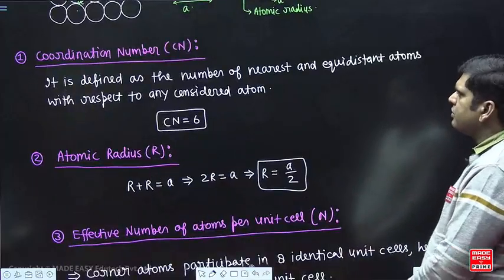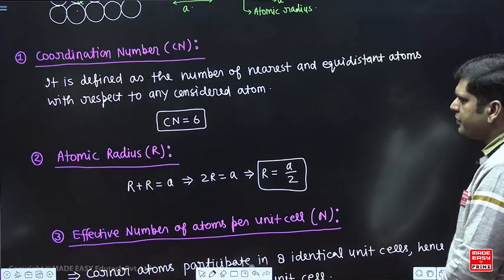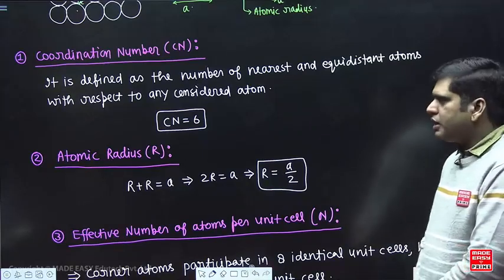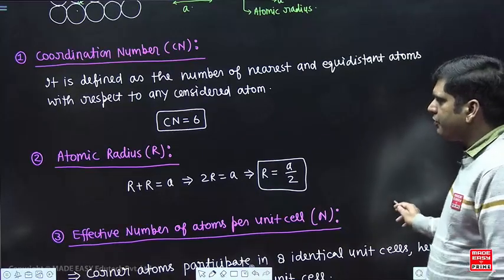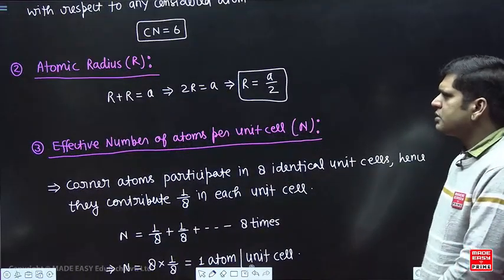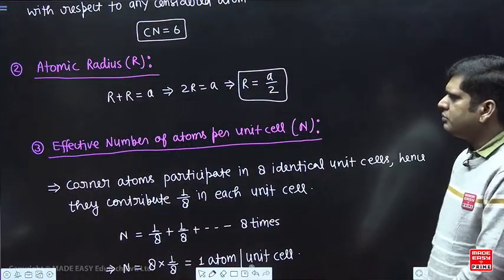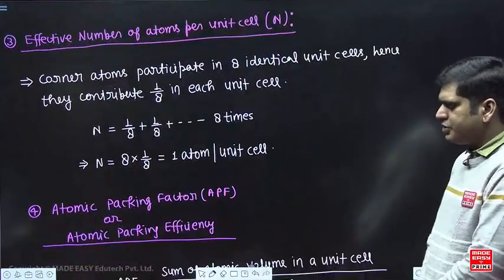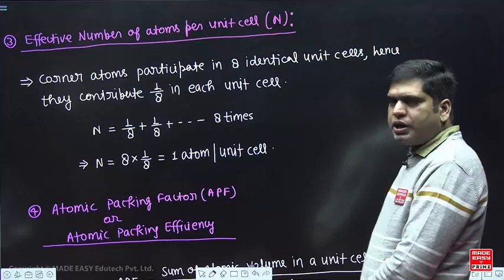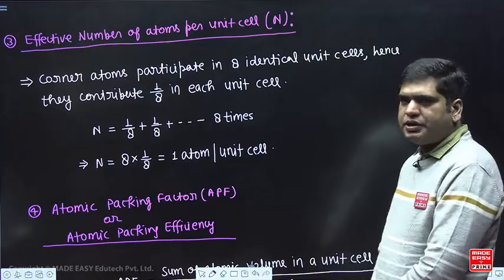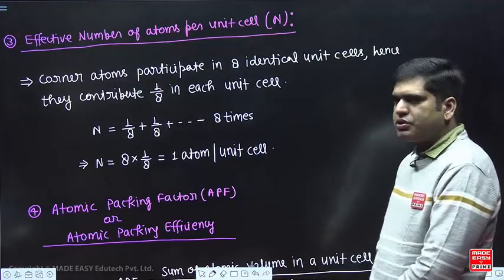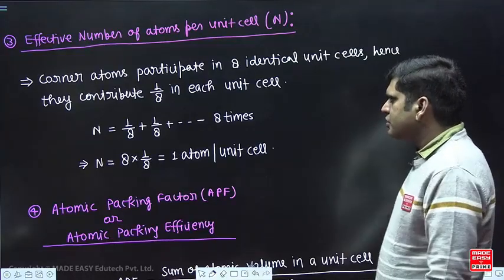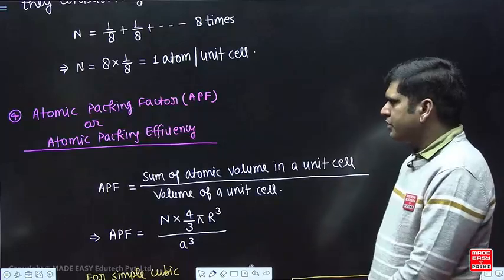Coordination number is defined as the number of nearest and equidistant atoms with respect to any considered atom. So you take any atom as reference atom and try to calculate the number of nearest atoms. Then atomic radius, you can calculate from the diagram: a = 2R, where R is atomic radius. Effective number of atoms: each corner atom participates in 8 identical cells, so in a particular cell its contribution is 1/8. There are a total of 8 atoms at the corners, so 8 × 1/8 is 1 atom per unit cell.